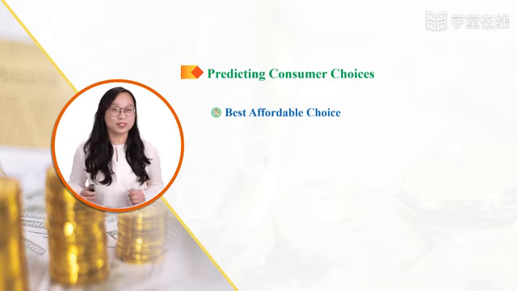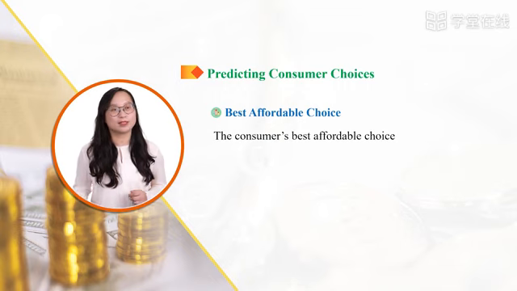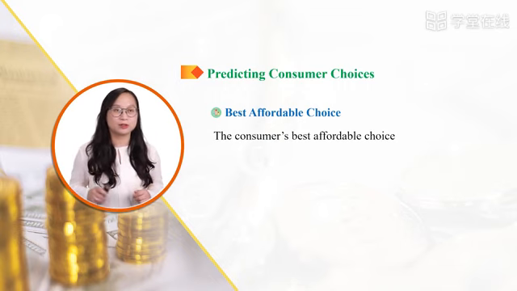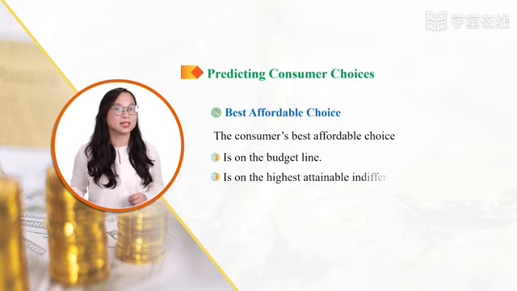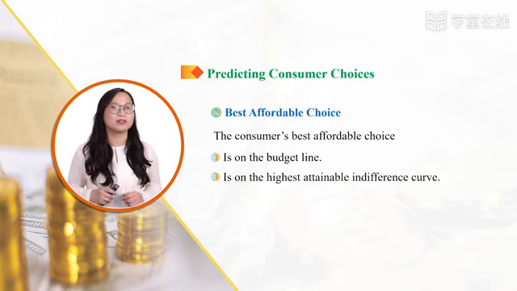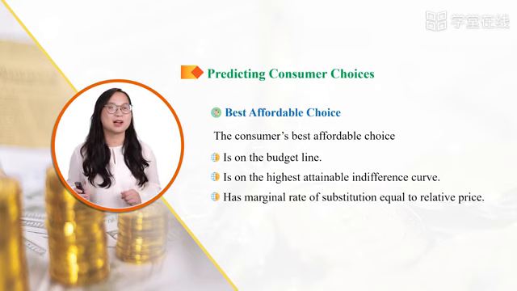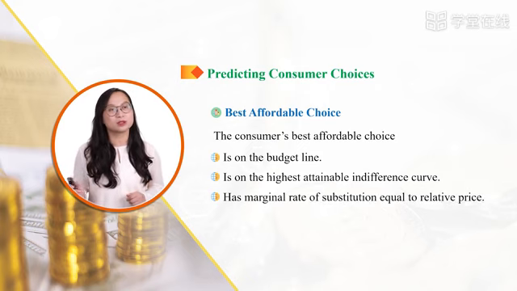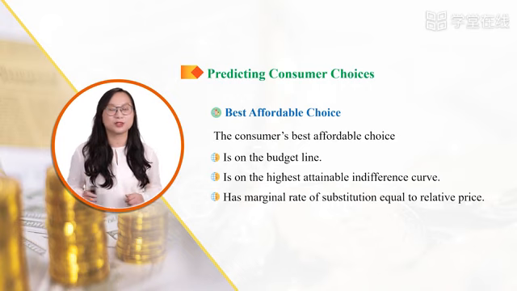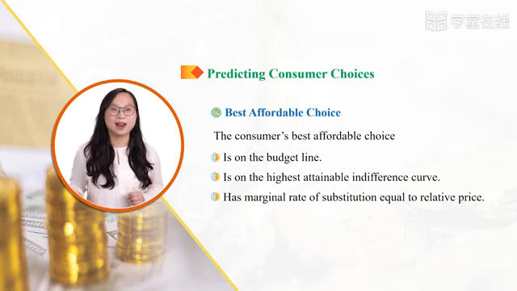Now let's consider what is the consumer's best affordable choice. The consumer will select his or her best affordable point if the point is, first, on the budget line; second, on the highest attainable indifference curve; third, has a marginal rate of substitution between the two goods equal to the relative price of the two goods. Why? The first criterion ensures it's affordable. The second criterion ensures it is the best. And the last is whenever the inherent preference equals the reality rule.